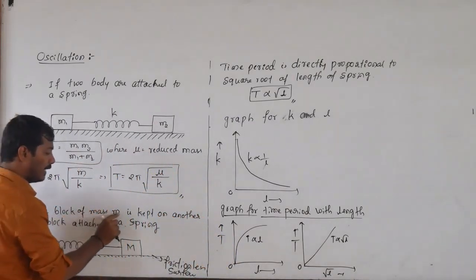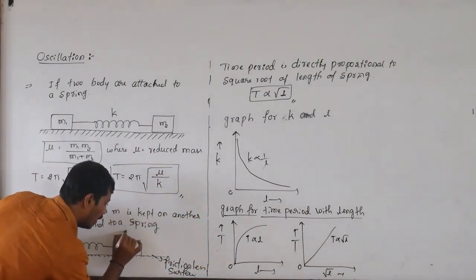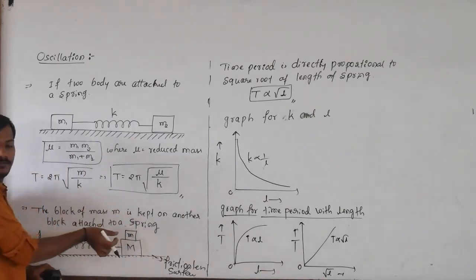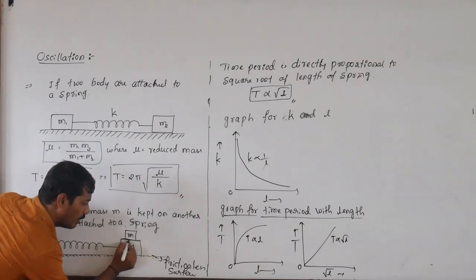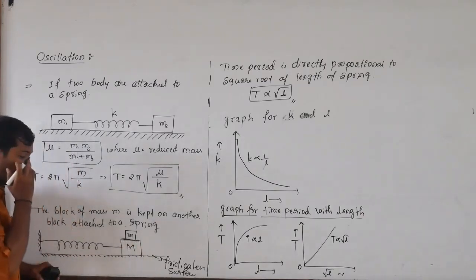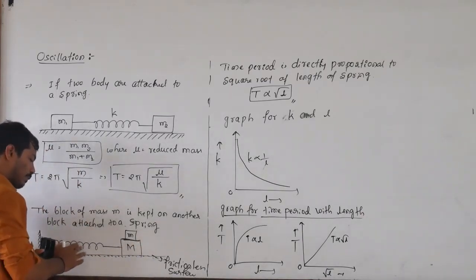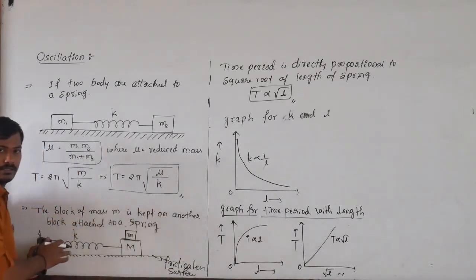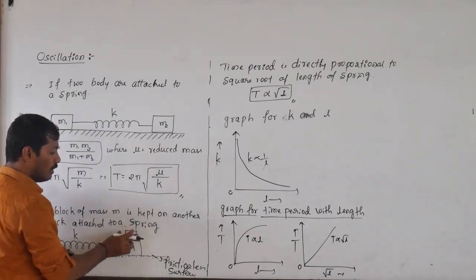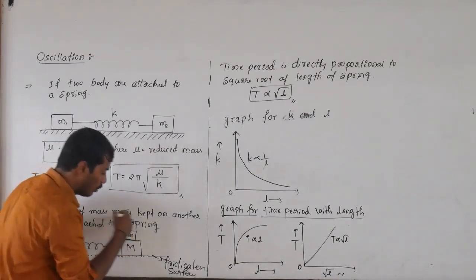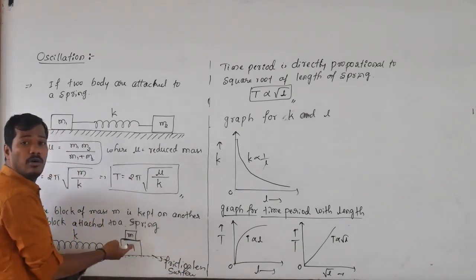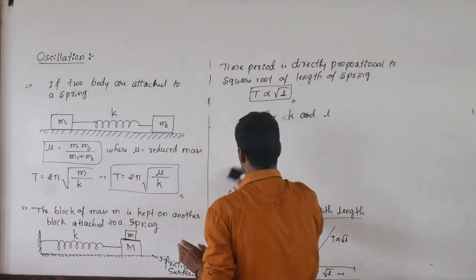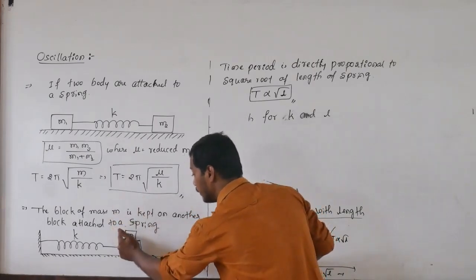Then another body of mass m is there. Another body is kept on that body. There is a friction between the two surfaces. Then the spring can elongate or compress continuously. But what if this mass does not drop from this other block? Next, what is the time period of this mass?